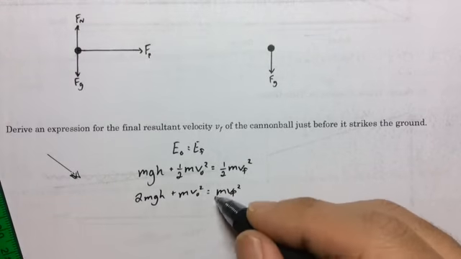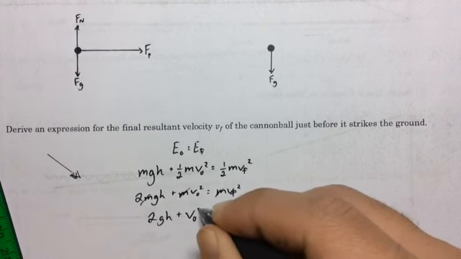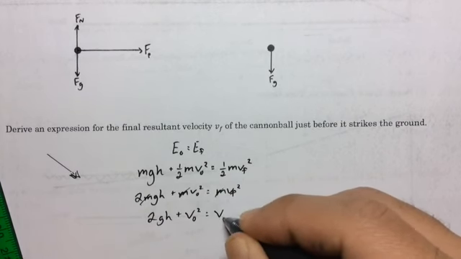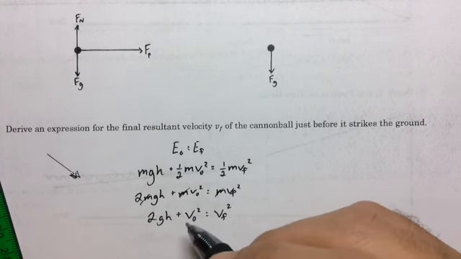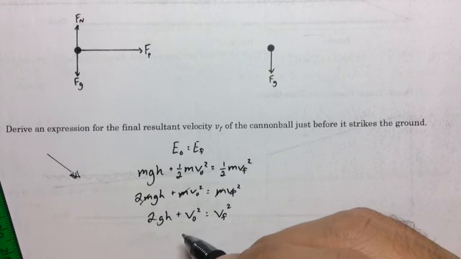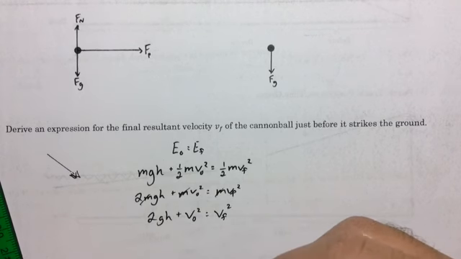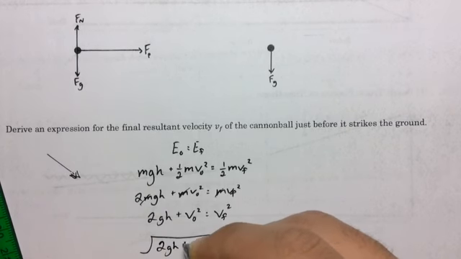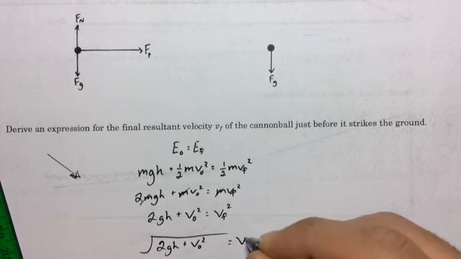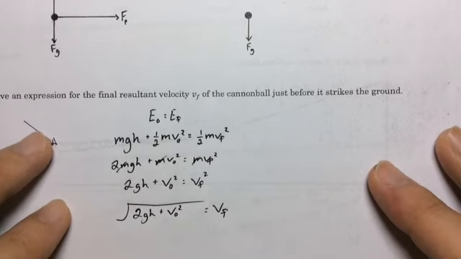Look, everything has m, so let's get rid of m. We have 2gh plus v naught squared equals Vf squared, and that's not odd because that's one of the kinematic equations: Vf squared equals v naught squared plus 2a change in position. So there you go. Last step: Vf equals the square root of 2gh plus v naught squared, and that's what we want. I think that's it. So move on to the other page.